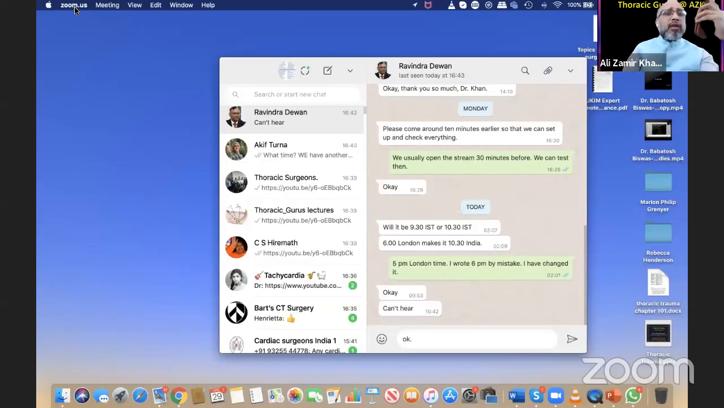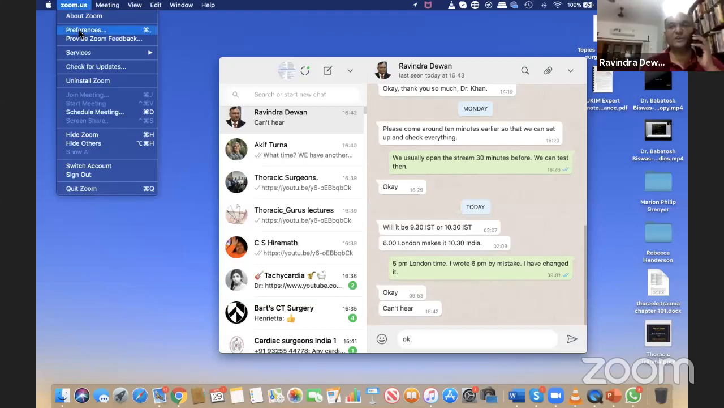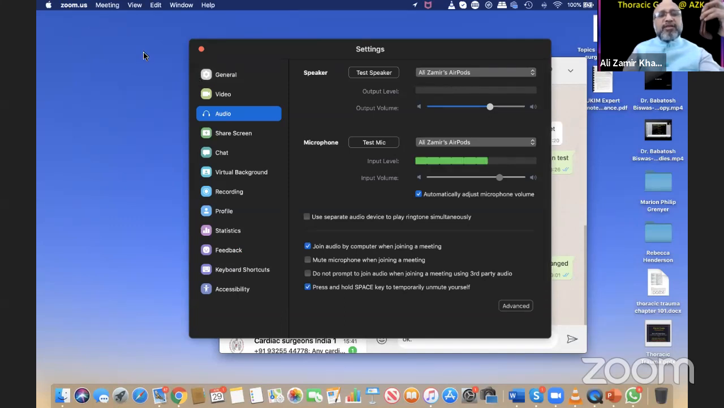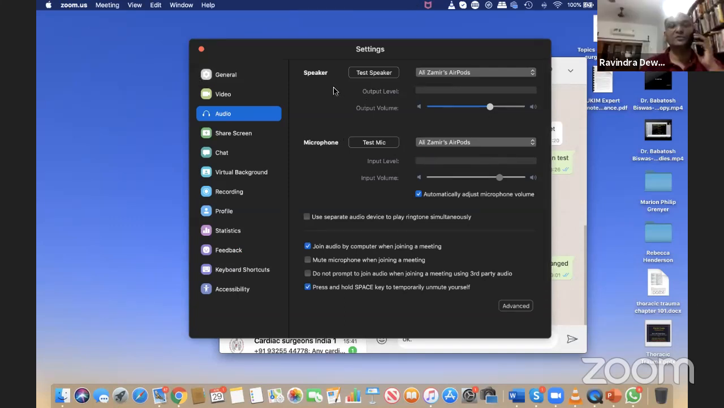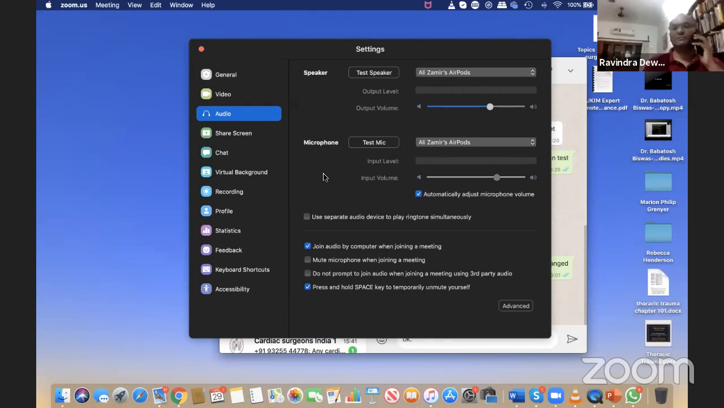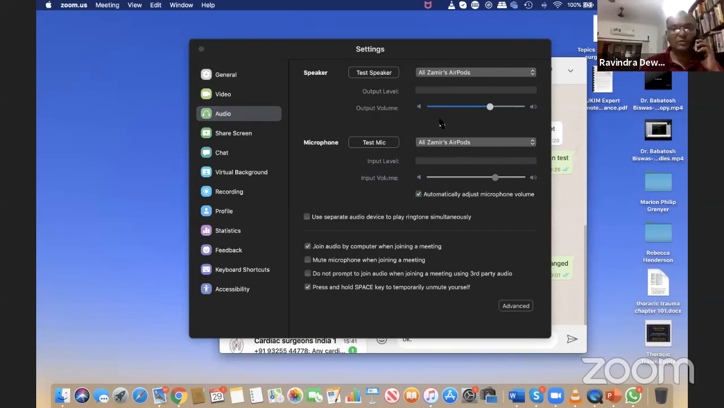So go to zoom.us. I've attended the meeting already. You can see my face. I'll just show you what to look for. So zoom.us, open preferences. And then in audio, you test your speaker and test your microphone. And that should give you my sound. Okay, I can hear you very well, and the other participants can hear me as well.